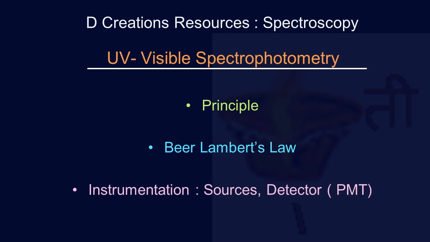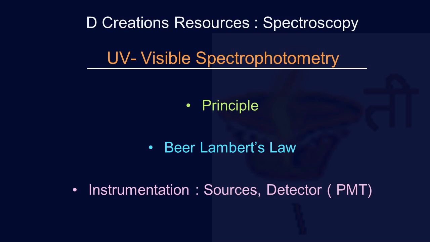Now, of course, the principle is based on the electronic transitions of molecules. So when UV or visible light is absorbed by the molecule, the electrons within the molecule will be excited from a lower energy level, that is ground state, to a higher energy level, which is excited state. And the energy required for this transition corresponds to the difference between the two energy levels, and it is, of course, dependent on the molecular structure.